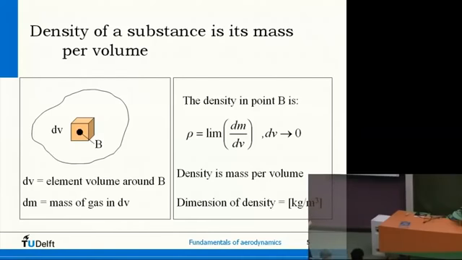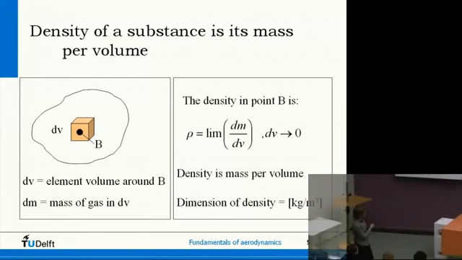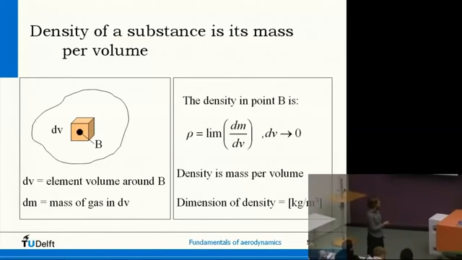So in this case, we have a very small volume, dV, here at this point B. And then we say, okay, the density of a substance is mass per volume, so kilograms per meter to the third. So we start with this very small volume, and we know how much it weighs, and then we take the volume to 0. So density is the small mass of this volume, which we write down as dm, over the small volume, dV, when we take the volume to 0. And then, of course, what is the unit? The unit of density is the unit of mass per volume, so kilograms per meter to the third. So again, then we have it in a point.